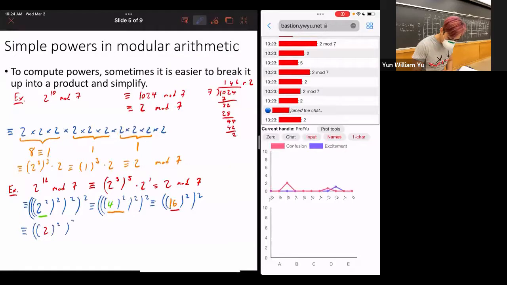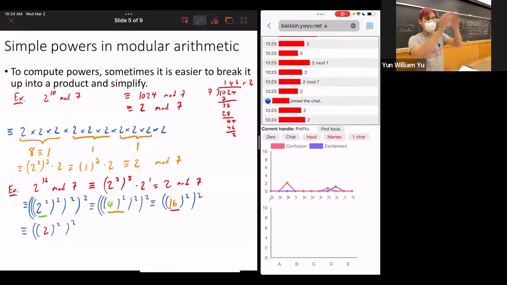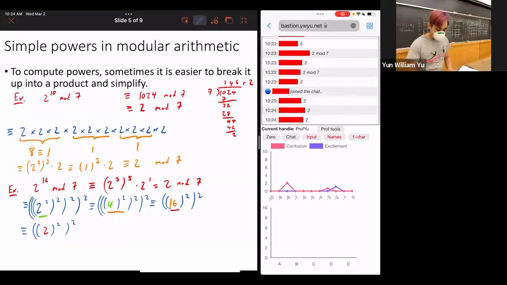squared squared. Okay, and hopefully you guys sort of see what I'm doing. I'm sort of breaking it up from the inside out. And this is, of course, equivalent to 4 squared, because, well, you have the 2 to the 2, which is 4, that's squared, which is equivalent to 16, which, as we already know, is equivalent to 2 mod 7.